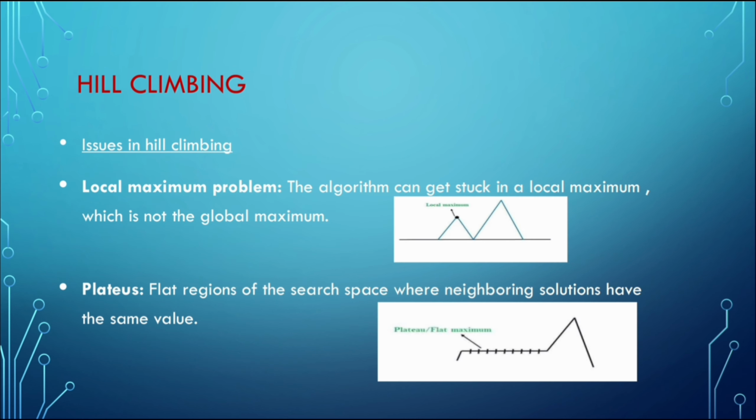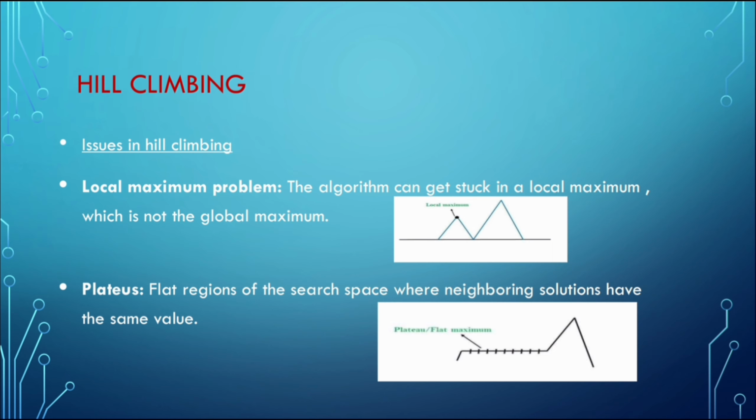Hill climbing faces several issues. The main issues faced by hill climbing are the local maximum problem, plateau, and ridge. Local maximum problem: the algorithm can get stuck in a local maximum, which is not the global maximum. That is, a local maximum is a state better than all its neighbors, but not better than some other state. We can see in the figure that there is a local maximum state, but the figure itself contains another state which is better than the local maximum.